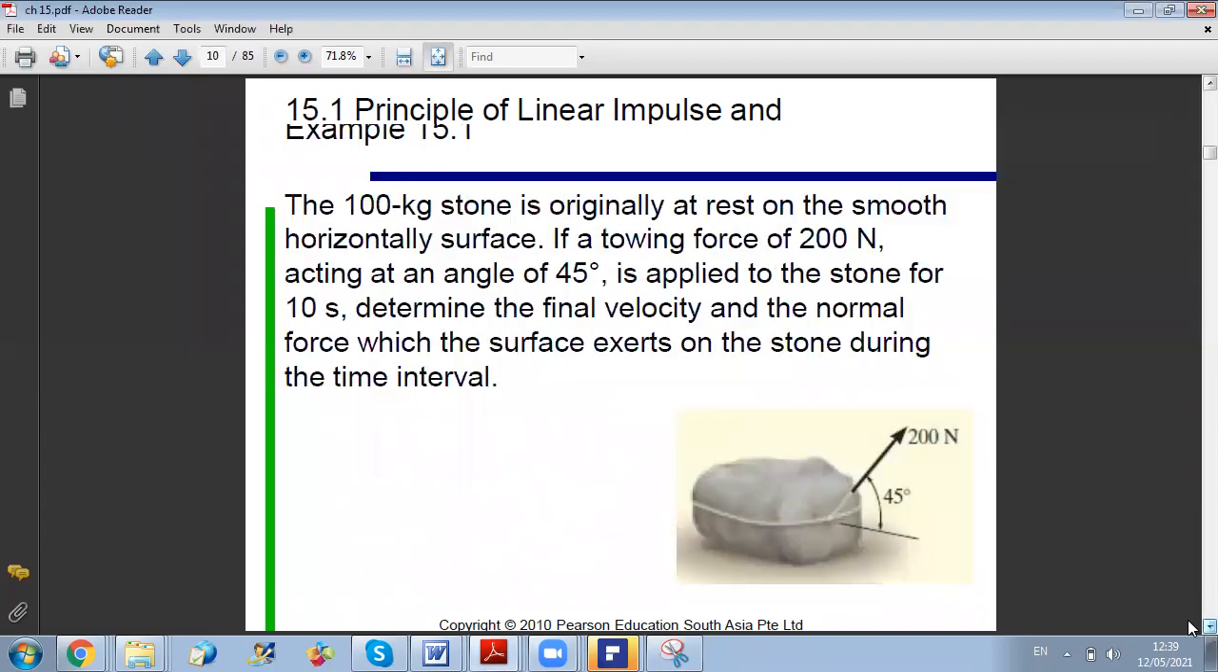Let us do a small example on this. The 100-kilogram stone is originally at rest on the smooth horizontal surface. If a towing force of 200 Newton acting at an angle of 45 degrees is applied to the stone for 10 seconds, determine the final velocity and the normal force which the surface exerts on the stone during the time interval.